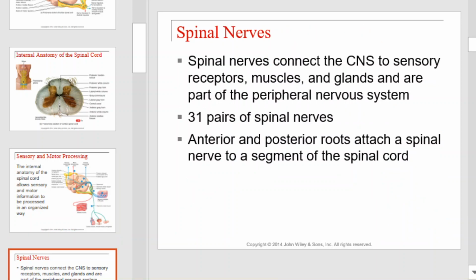Spinal nerves. Spinal nerves connect the central nervous system to sensory receptors, muscles, and glands, and are part of the peripheral nervous system. There are 31 pairs of spinal nerves. Anterior and posterior roots attach a spinal nerve to a segment of the spinal cord.